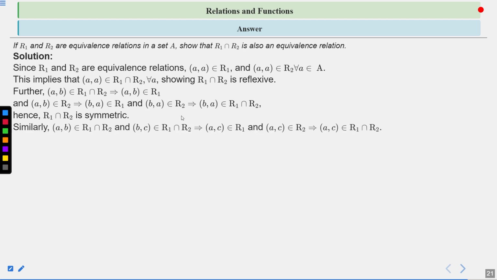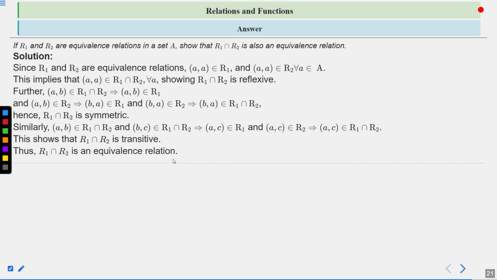Similarly, (a, b) belongs to R1 intersection R2 and (b, c) belongs to R1 intersection R2. For transitivity, what condition must we satisfy? If (a, b) belongs to R1 intersection R2 and (b, c) belongs to R1 intersection R2, this implies (a, c) must belong to R1 and (a, c) must belong to R2. This implies (a, c) belongs to R1 intersection R2. Let us check. This shows that R1 intersection R2 is transitive.